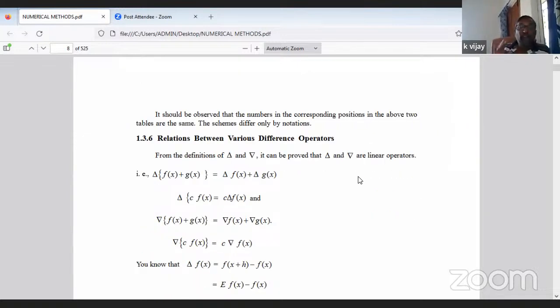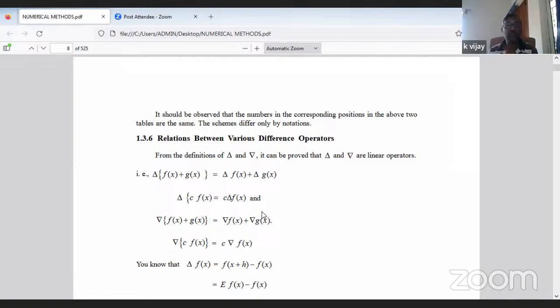Relations between the various difference operators. So what are the difference operators? From the definitions of delta and nabla, it can be proved delta and nabla are linear operators. Delta of f of x plus g of x, what we have to write in the next column, is delta of f of x plus delta of g of x. Separating, then delta of C f of x is equal to, C is a constant number, we are writing in the front, C del f of x.